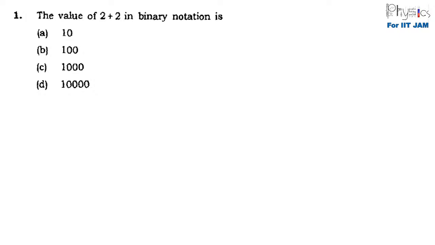Please tell me what would be the answer for this question. Which is the correct option? Option A is 10, option B is 100, option C is 1000 and option D is 10000. So which one is the correct option for this question?